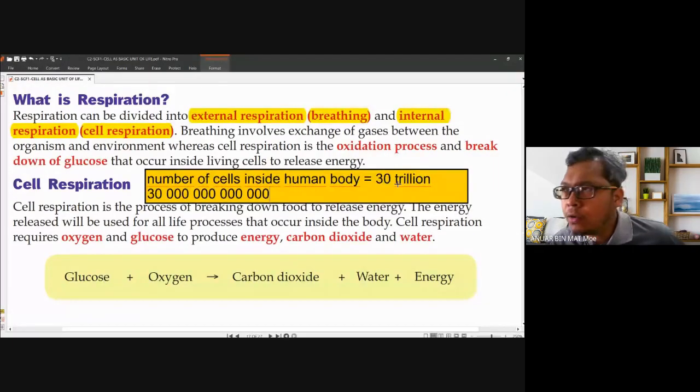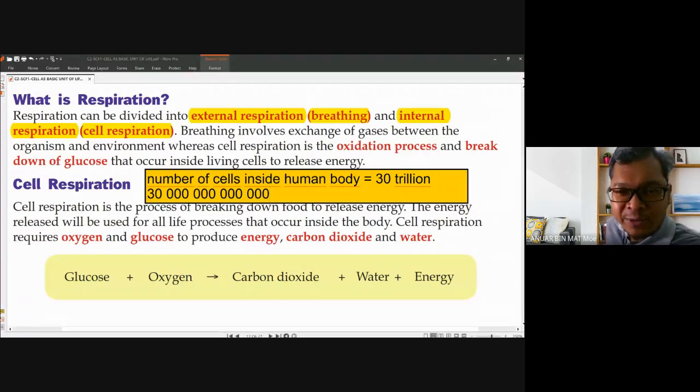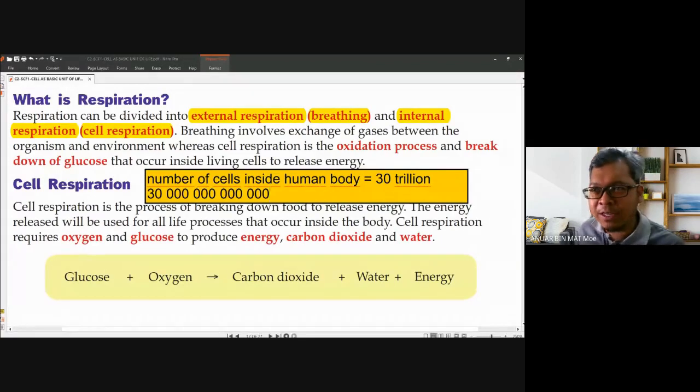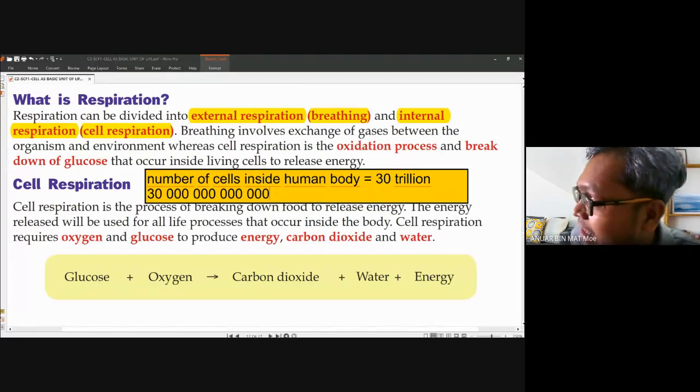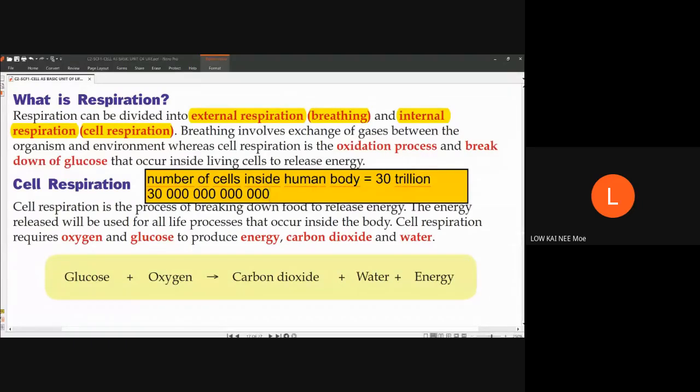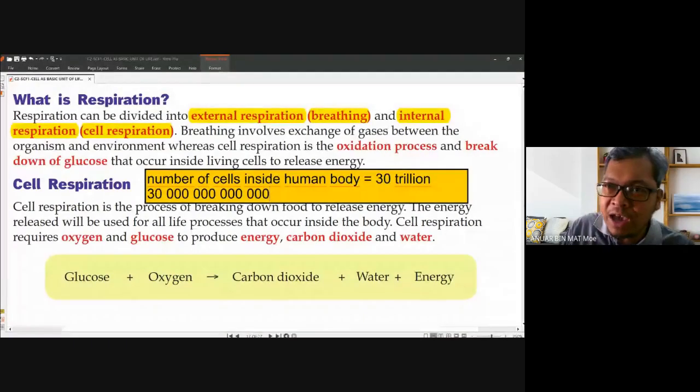If I recall the types of cells inside the human body, do you still remember? Can you give me one type of cell inside our body? We already learned about this last week. What are the cells inside our body? Red blood cell. Red blood cell, very good. One of the cell types in our body.